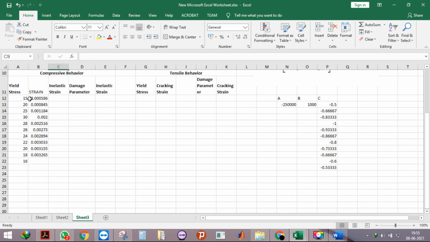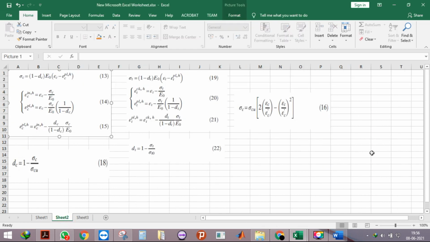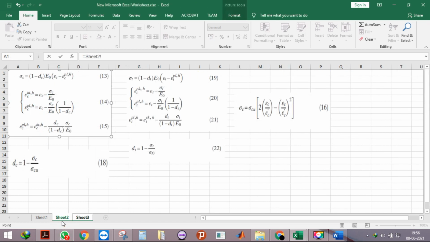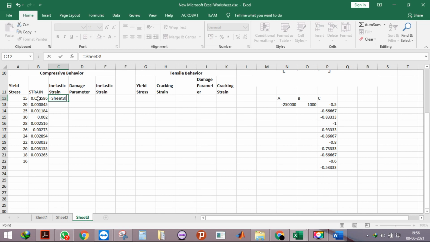Now inelastic strain. To calculate the inelastic strain we'll be using this formula, epsilon c minus sigma c upon E naught. E naught you can calculate directly as stress upon strain. So stress will be my 15, because that is the yield stress, and strain will be corresponding to that strain. So I can directly get the inelastic strain from here.